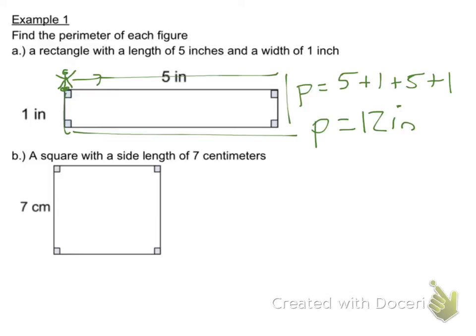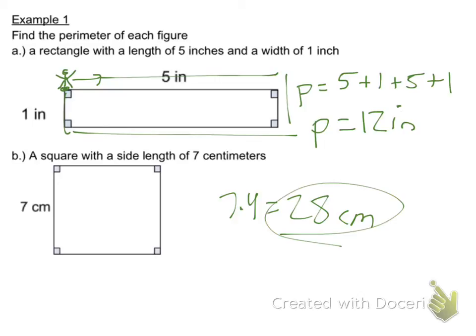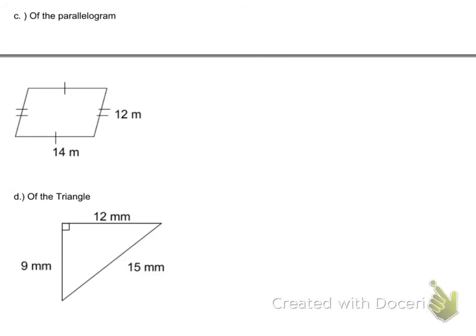What about the square? The square with a 7 centimeter side. All of the sides are the same, so therefore it's 7 times 4, which is 28 centimeters. Any questions there? Again, this is hopefully a pretty good one here.